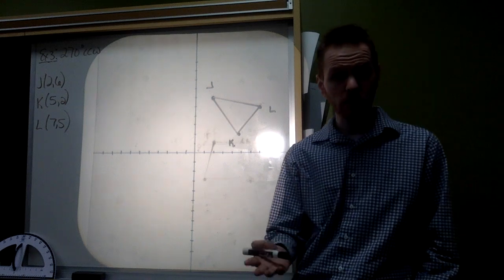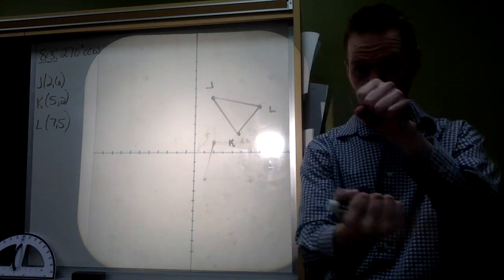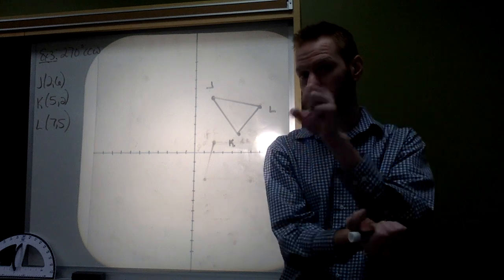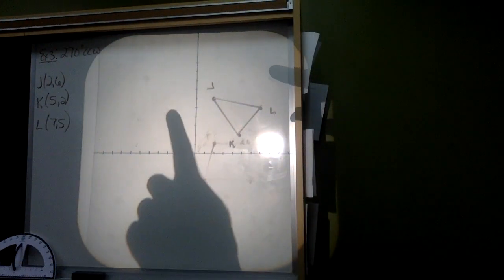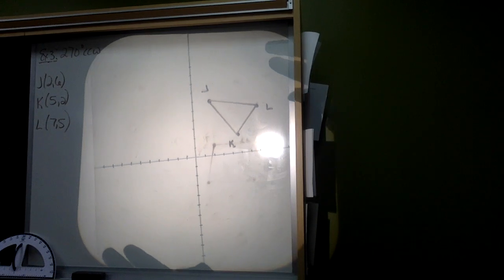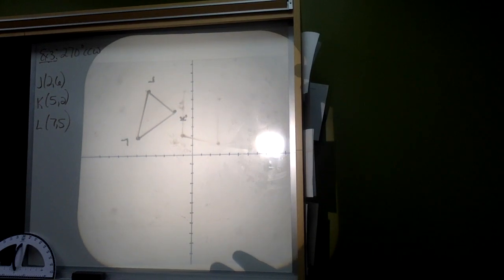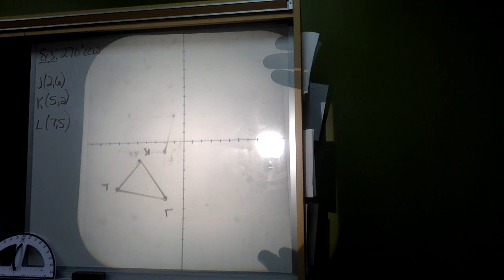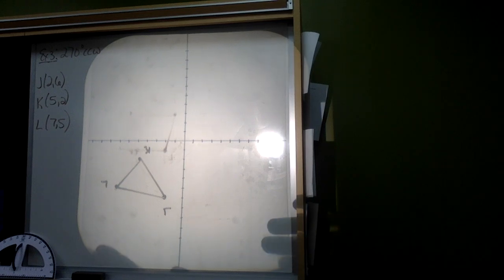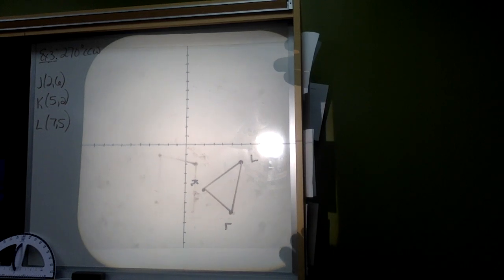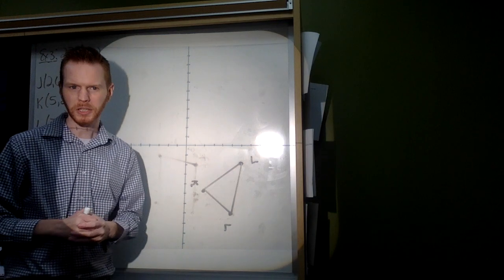Okay, 270 degrees. That means I'm going to turn my paper 3 times, right? Each one's 90 degrees when I rotate it. So let's go ahead and do that. So I'm going in this direction. So here we go. 90, 180, 270. There it is. Okay? That's what it's going to look like.